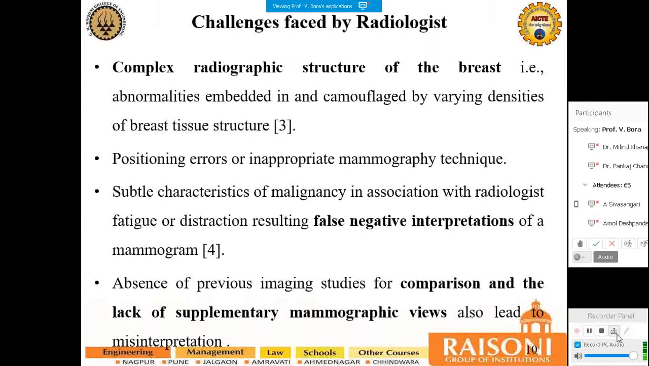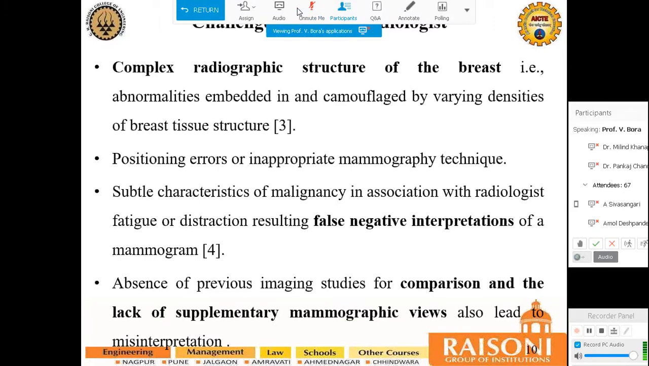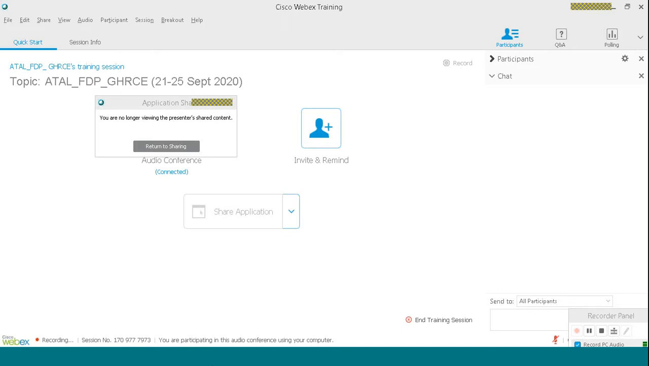So what are the challenges faced by the radiologist? Because of the radiographic structure of the breast, it's very difficult. Many times the abnormalities get embedded in the various densities of the breast tissue. Another issue is positioning error and inappropriate mammography technique. Then false negative interpretation can happen because of the fatigue of the radiologist, because so many cases are there. A false negative means there is a cancer and it is detected as non-cancerous. So this is very dangerous.